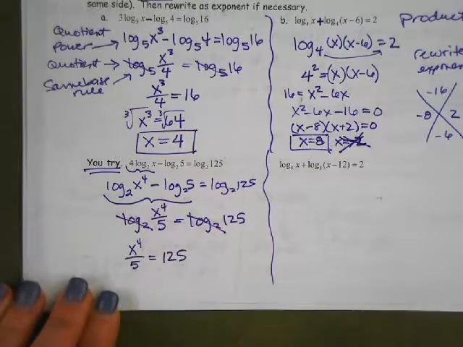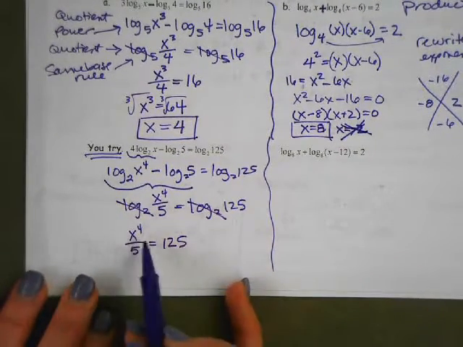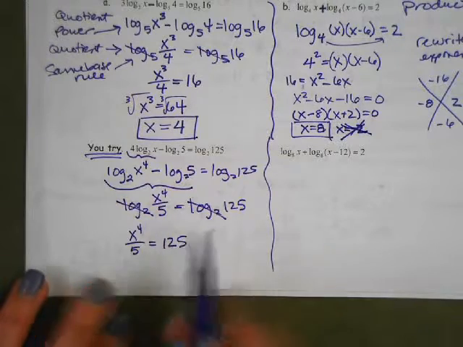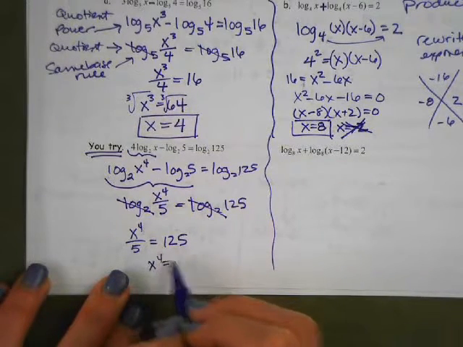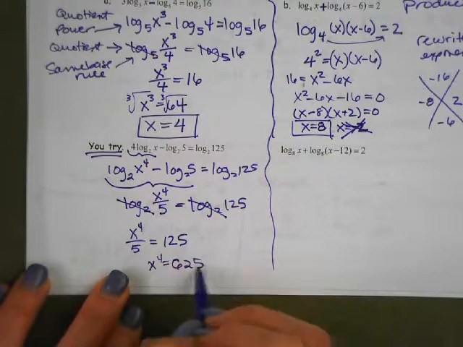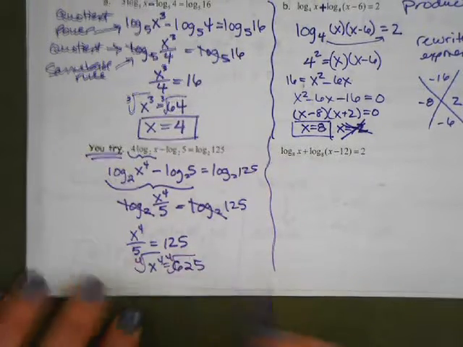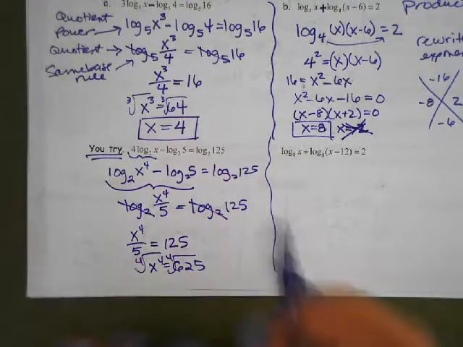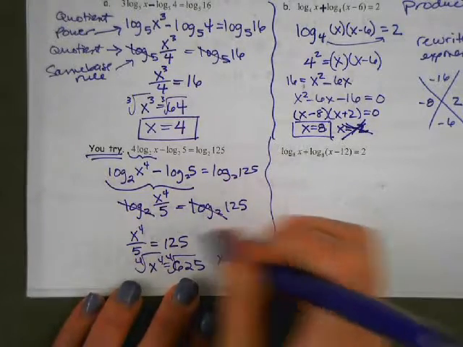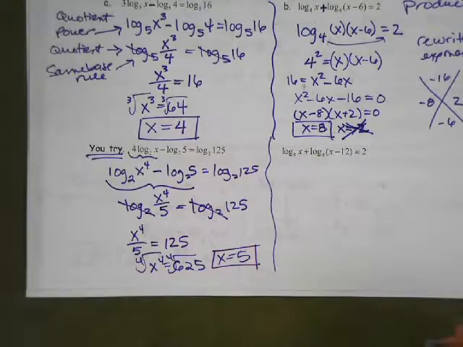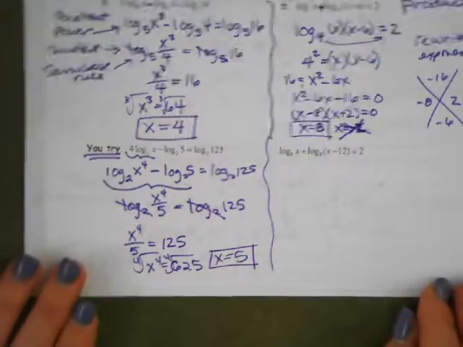Okay? To solve for x, I need to multiply both sides by 5, so it becomes x to the 4th equals 625. I need to take the 4th root of both sides, and the 4th root of 625 is 5, so x equals 5. Okay? Questions on that? Alright, then we get to this other one.